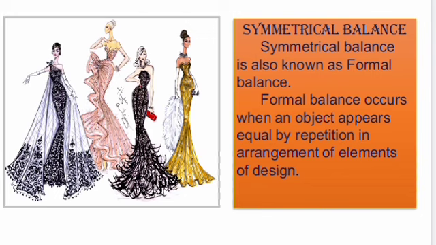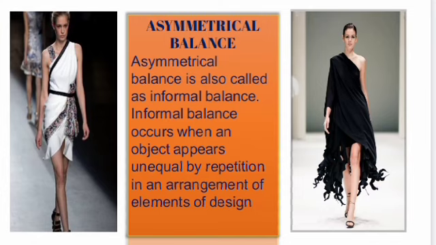Symmetrical balance, as I already told you, is also known as formal balance. When does formal balance occur? Formal balance occurs when an object appears equal by repetition in arrangements of elements of design. For example, if you are using lines, they may be any type of lines, vertical or horizontal, but both sides should have vertical lines, or both sides should have horizontal lines. That is formal balance. Both right and left halves, and from top to bottom, we are repeating the same elements. That is symmetrical balance.